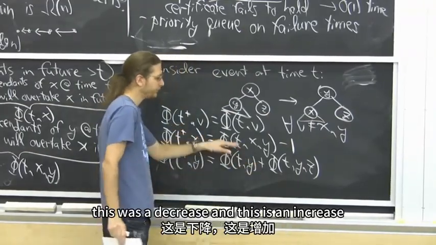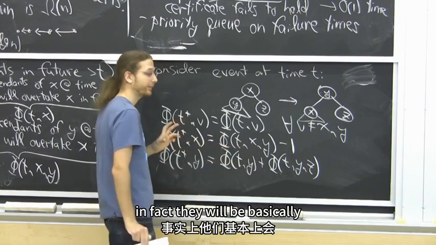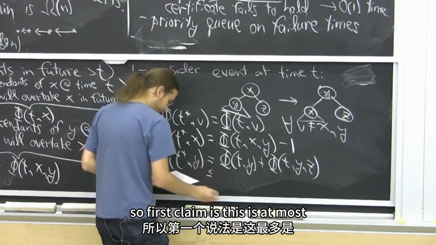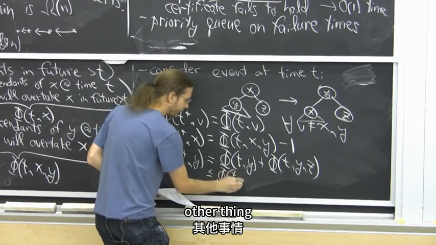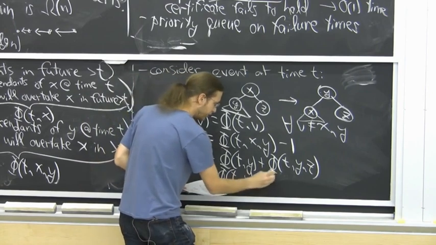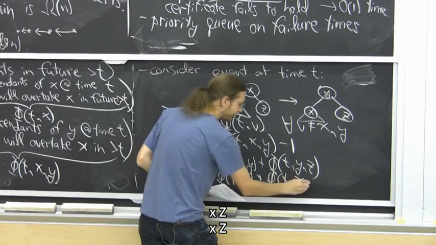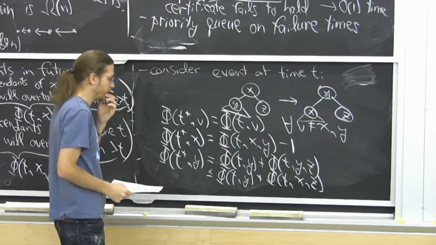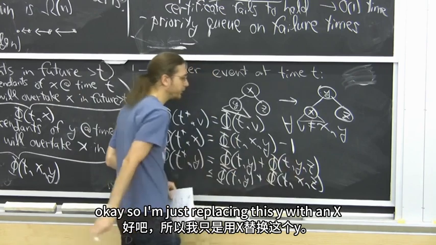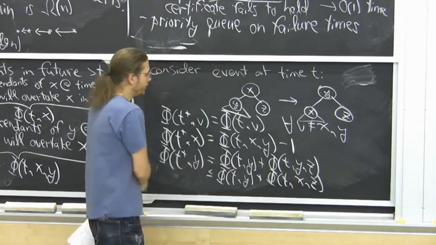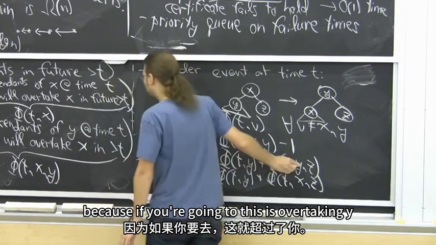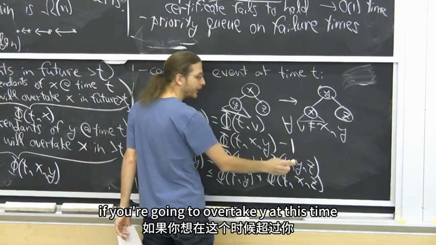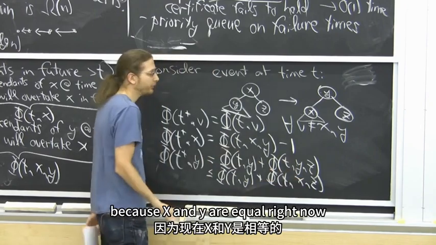So this was a decrease, and this is an increase. We hope that they're about the same. In fact, they will be basically equal. So the first claim is this is at most phi of t x z. I'm just replacing this y with an x. Why is this true? Because if you're going to overtake y at this time, you would overtake x at this time, because x and y are equal right now.